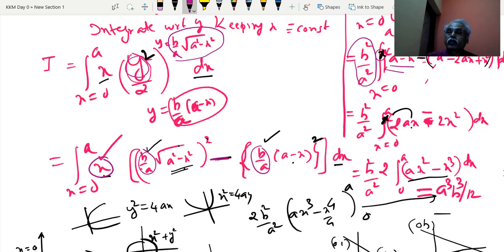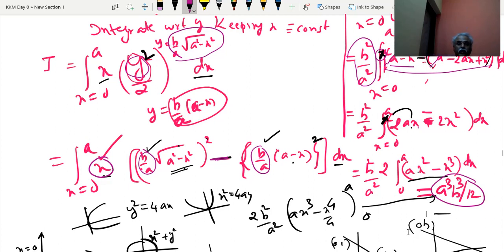After simplification of this part, a square minus x square gets cancelled, leaving minus x square minus x square, which is minus 2x square. The 2 can also be taken out, giving 2b square by a square. After multiplying by x, x square becomes x cube. Needless to tell about this integration once again: a cube b cube by 12 becomes the answer.